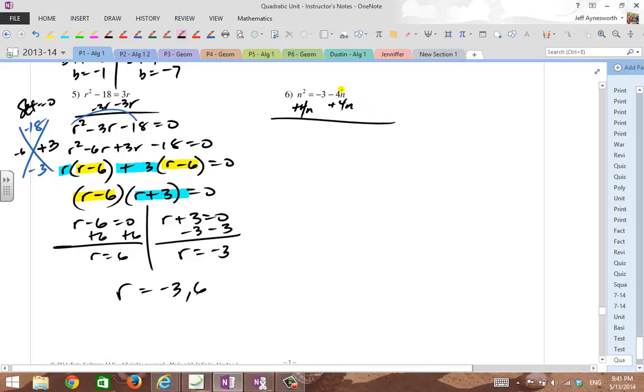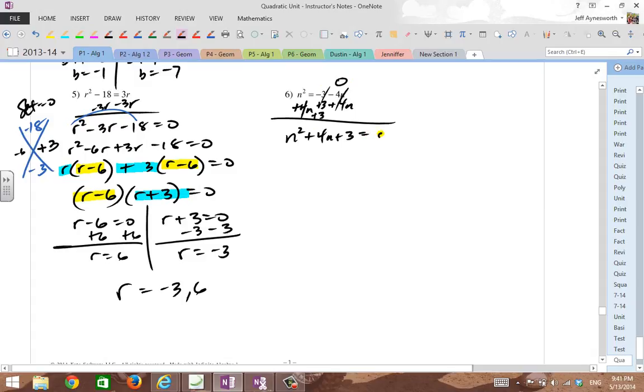Now on this next one here, it's not equal to 0 either, so I'm going to add the opposite again. The opposite of a negative 4n is positive 4n, and that's why you see me doing that. And the opposite of negative 3 is adding 3. So these cancel out to 0. So my right side's 0. My left side is n squared plus 4n plus 3.